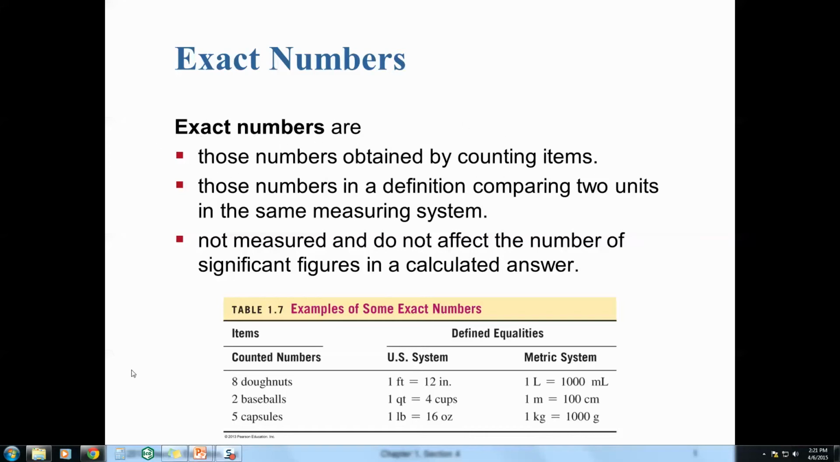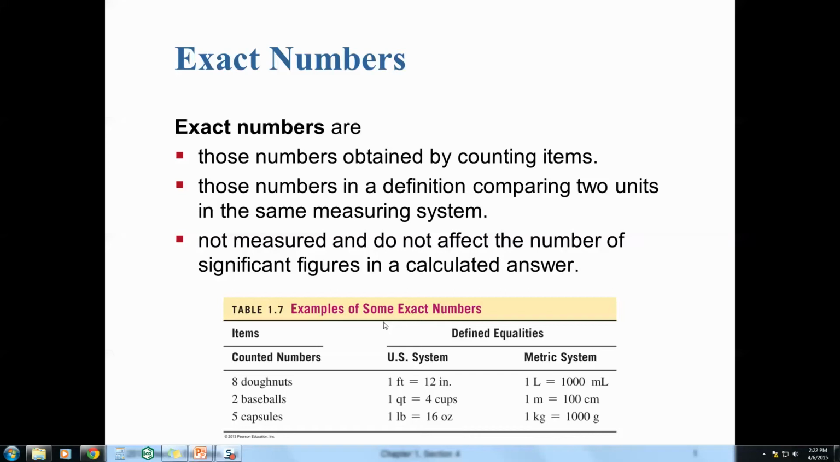An example of that would be if someone's holding two baseballs. They have exactly two baseballs. They don't have 2.1 or 1.99 baseballs. They have exactly two baseballs. The places we encounter counted objects in chemistry are going to be subatomic particles, like protons within a carbon atom. A carbon atom contains exactly 6 protons, for example.